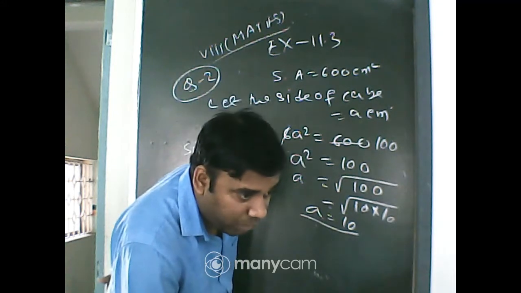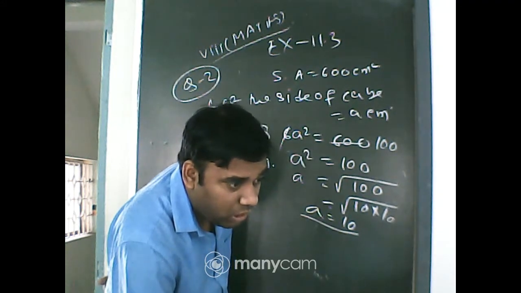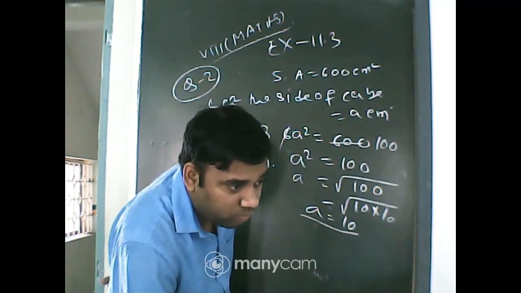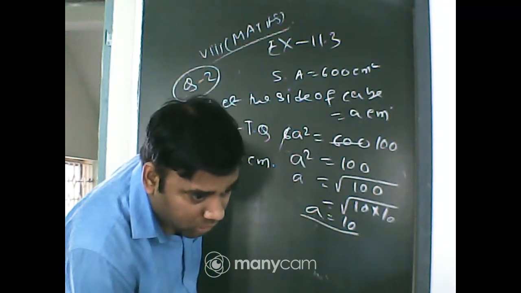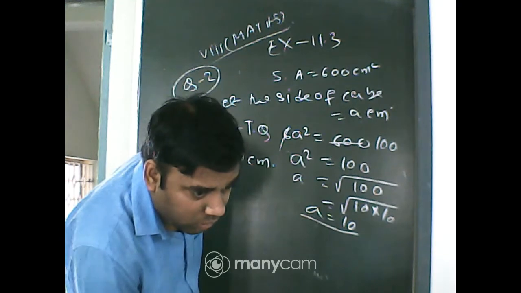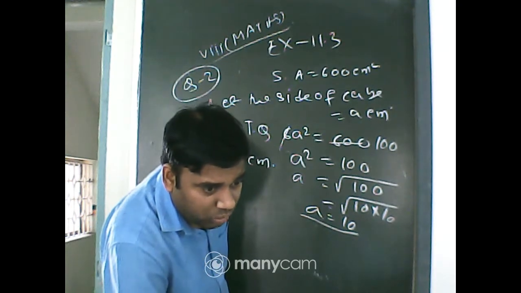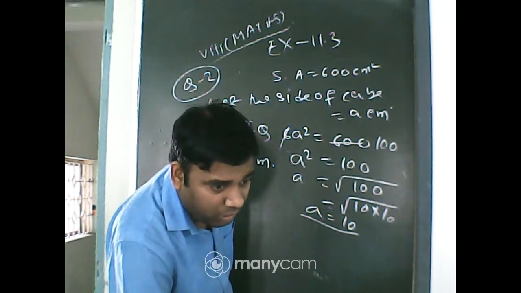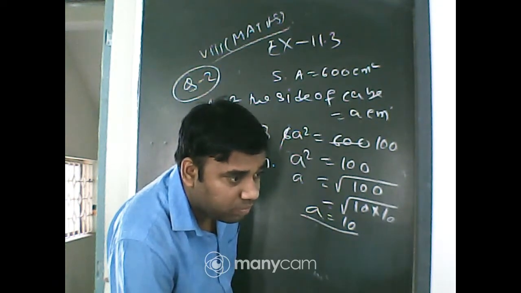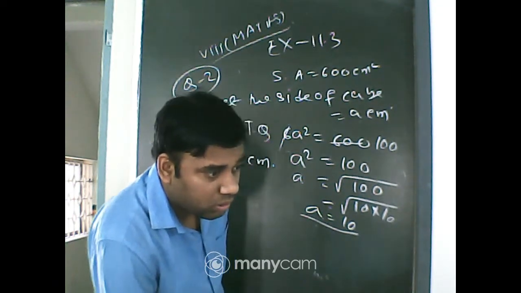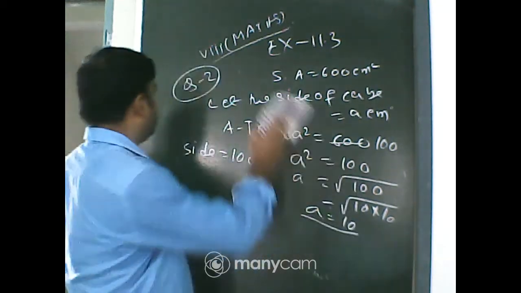Now tell me, question number 4 or question number 5, which do you want to solve? Three students have question number 5. Okay, 4 students have question number 5. Okay, question number 5. Read the question.